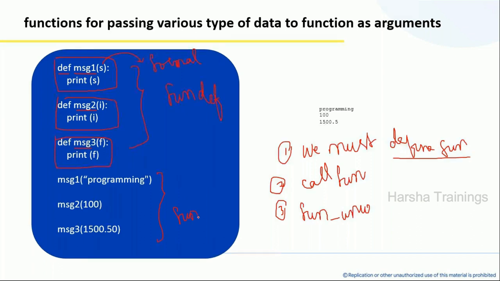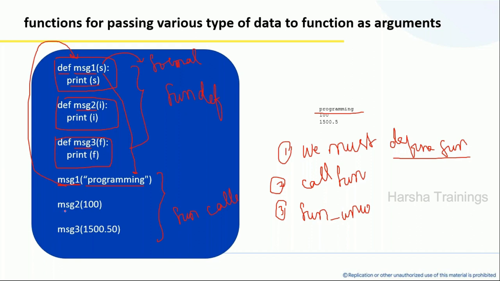Whenever we call message1, first it will check whether I have a function named message1. Then it will go here and execute this function definition. I'm passing a string here, programming. We will consider the value as programming. Here I'm printing it, so programming is going to be printed here.